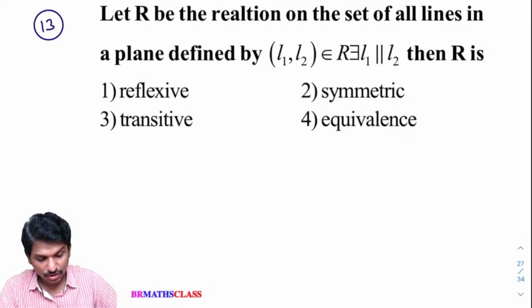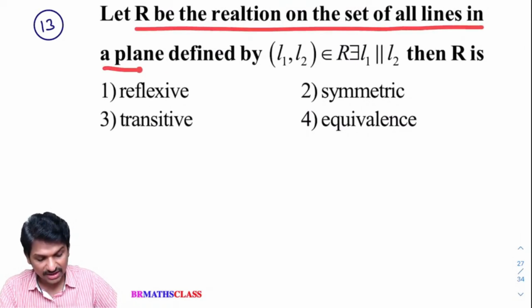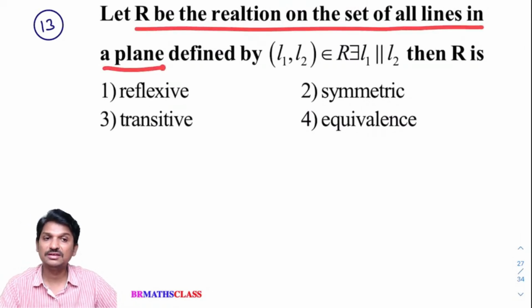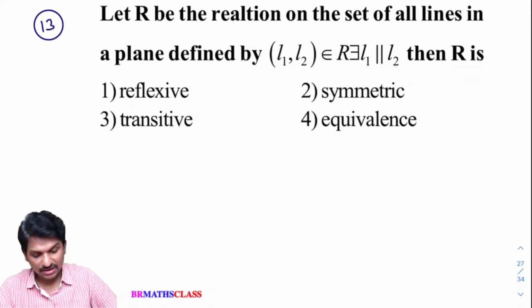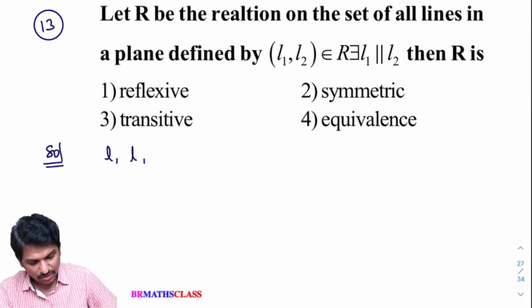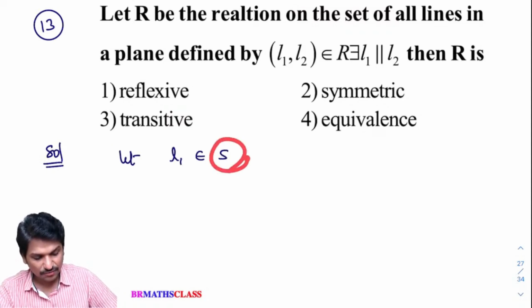R is the relation on the set of all lines in a plane. Same thing. Suppose S is the set of all straight lines in a plane. Okay, and L1 is parallel to L2. Then the relation R is what? See here, you check (L1, L1). I'll take one straight line from this set of all straight lines. Let L1 belong to S. Here S means the set of all straight lines.